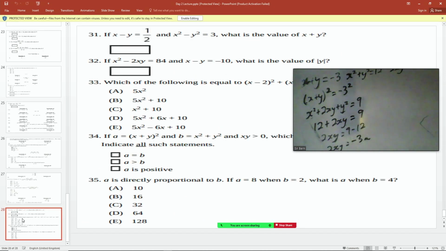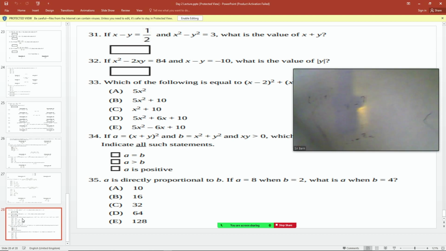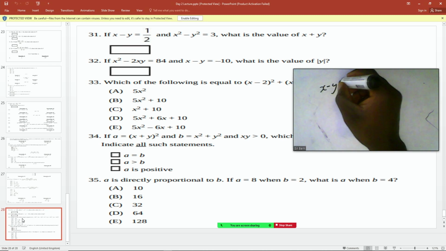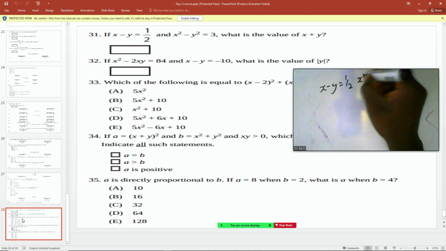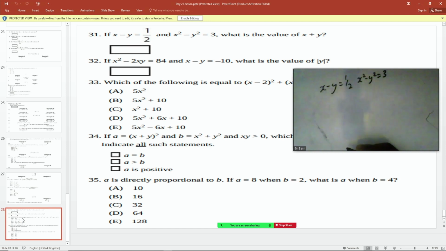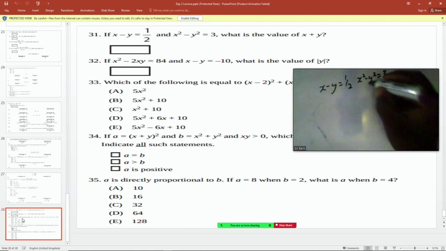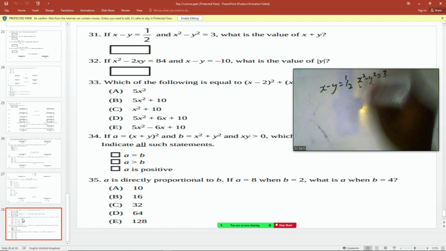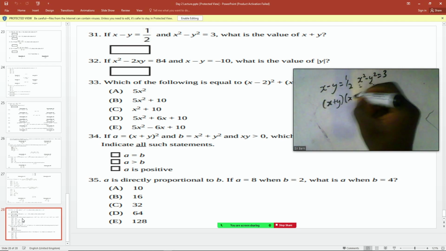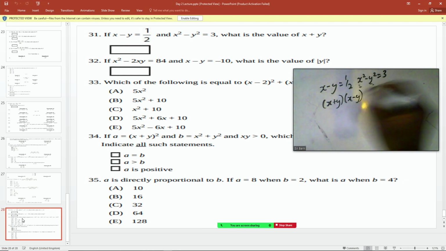So moving on to 31. 31 is saying the same thing. x minus y is equal to 1 on 2. x squared minus y squared is equal to 3. Then they want us to find x plus y. So with this one too, because this is a difference of two squares, it can be written as x plus y times x minus y. And they are saying that that is equal to 3.